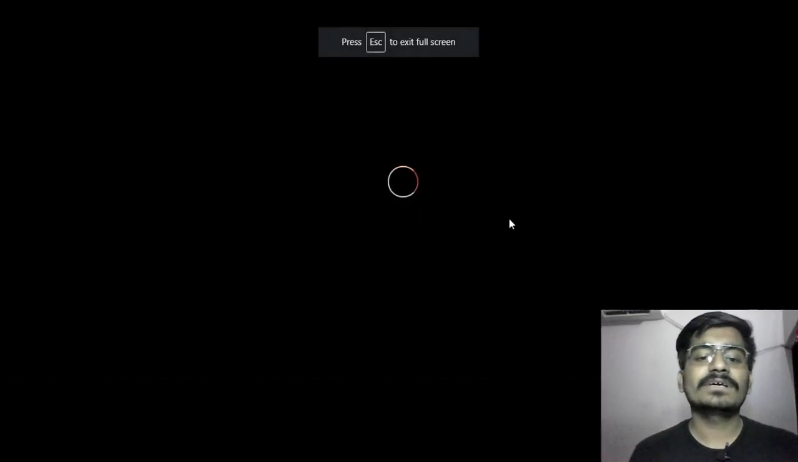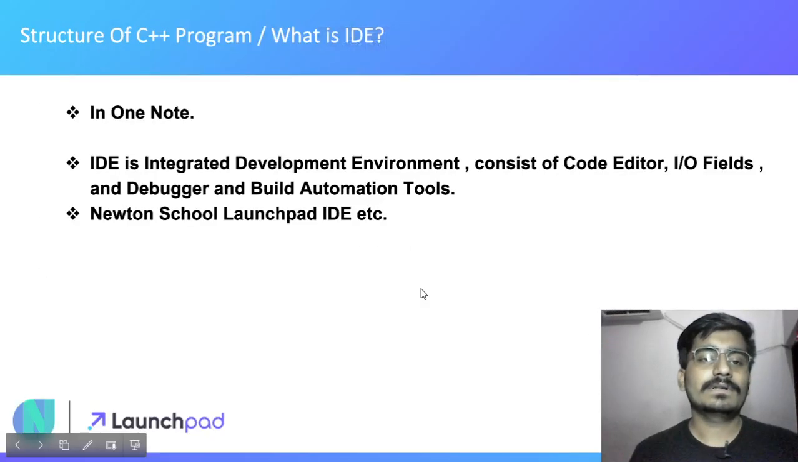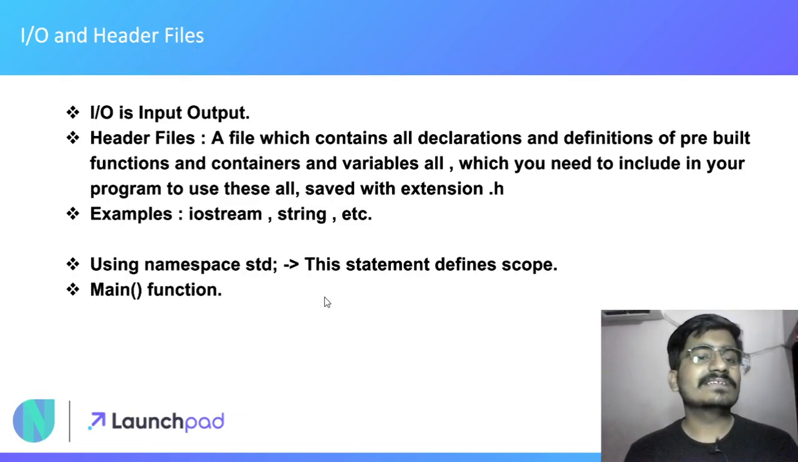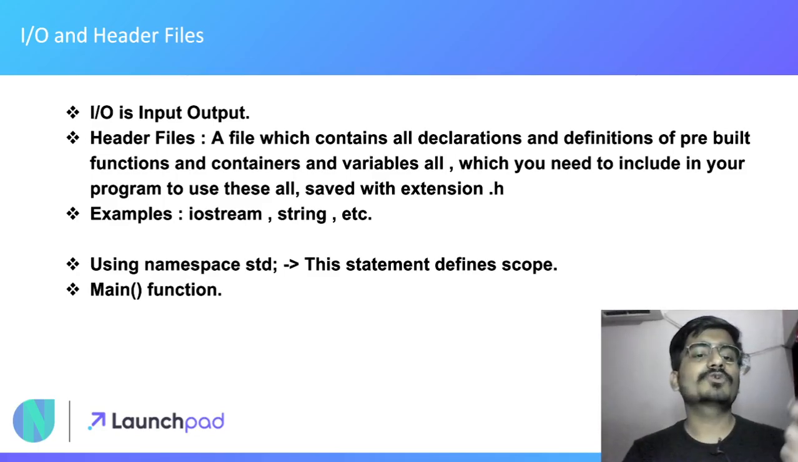Okay, first thing, let's begin with our lecture: input, output and header files. Previously in this lecture I used this term header files. So let's see what this is. First thing, input output, which we usually know. Input is what we will give, terms or variables, as input to the program, and output is what we will get from the program after execution.